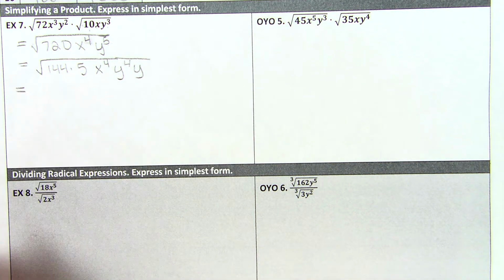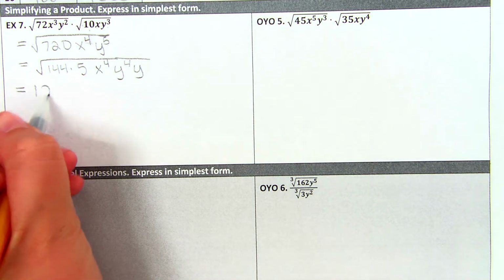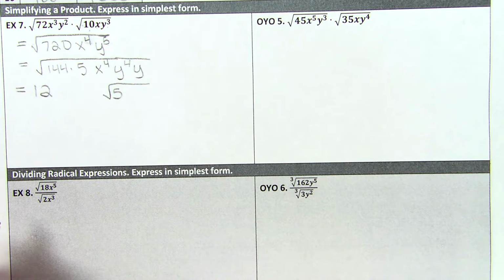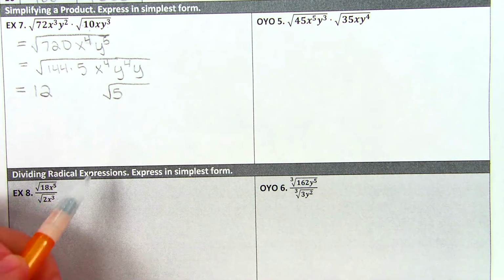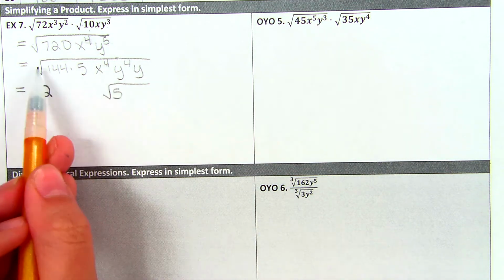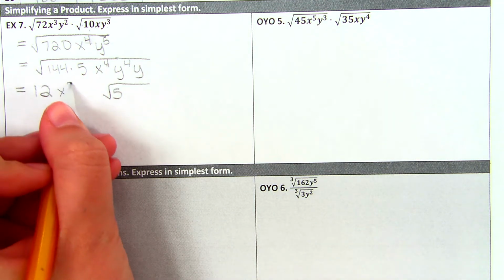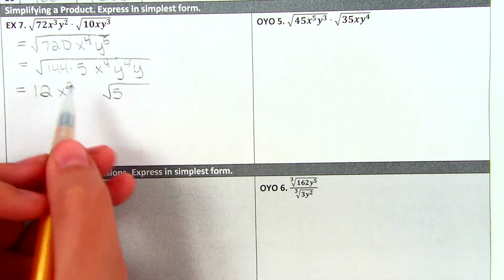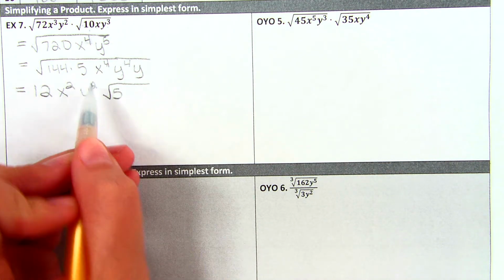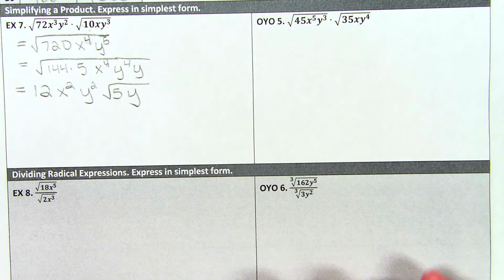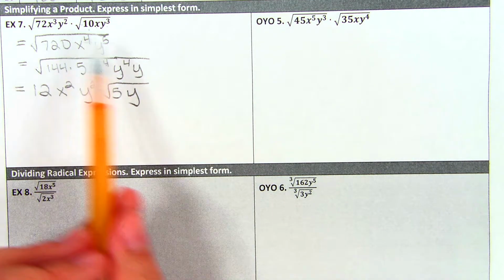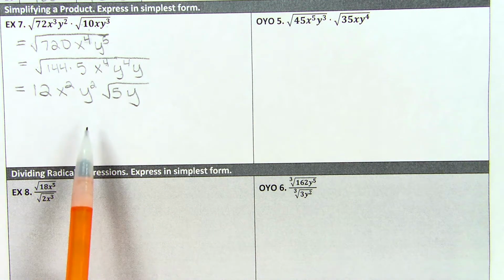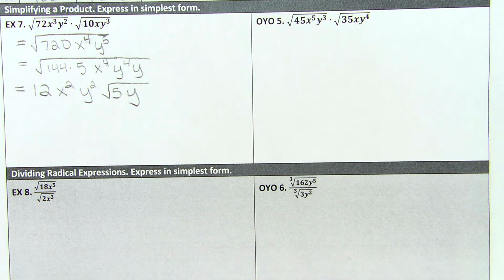So now we take the square root of these values. The square root of 144 is 12. We have to leave 5 inside the radical. The square root of x to the 4th. Think of it as like 4 divided by 2, so that is x squared. The square root of y to the 4th is y squared, and then we have a y left. So we have now multiplied two radicals, and then simplified them as far as possible. So we now have it in simplest form.